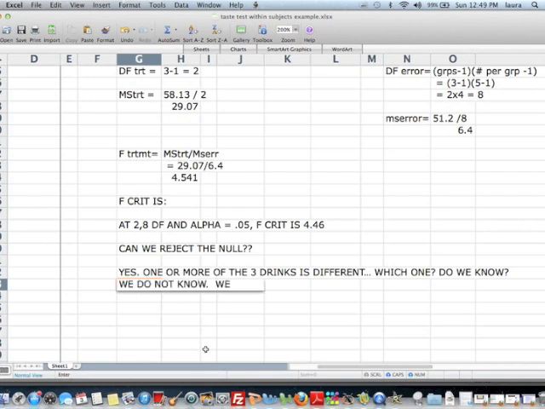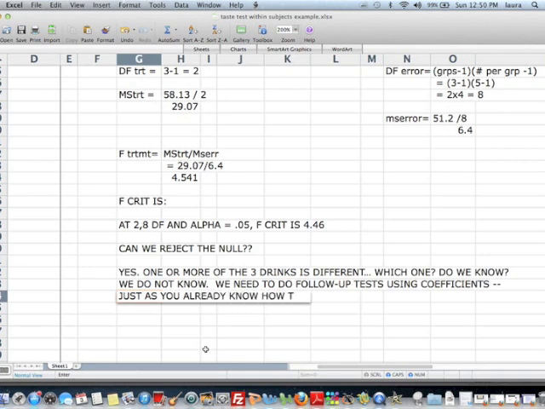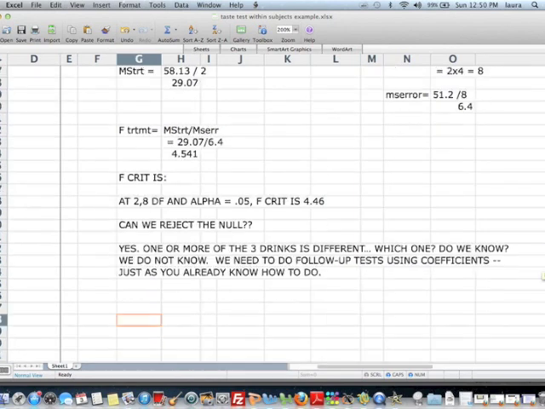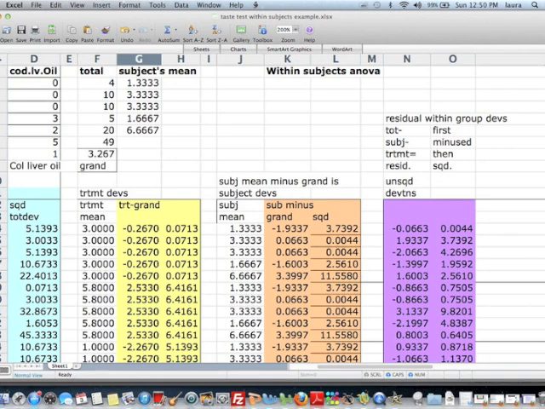Just as with the between groups Anova, you get an overall or omnibus significant F-test, we still need to do follow-up tests using coefficients to tease apart exactly which mean or means differ from the other or others. So I want you to think about this concretely. Let's scroll up and look at our means here. What do we and don't we know if all we've done is the overall omnibus F-test?